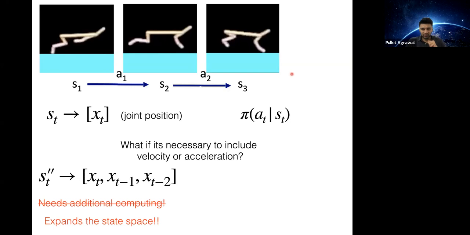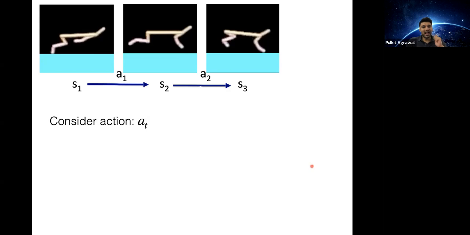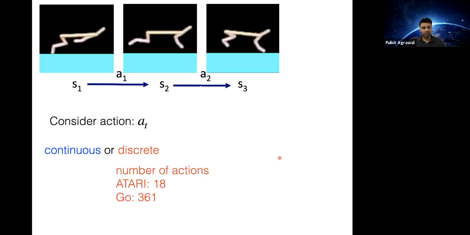Okay, so let's move ahead. So this is the discussion about the state space and how we model it. The other discussion is about the action, right? How do we choose the action space? As we have seen, there could be two possible choices: either the action space is continuous or the action space is discrete, right?